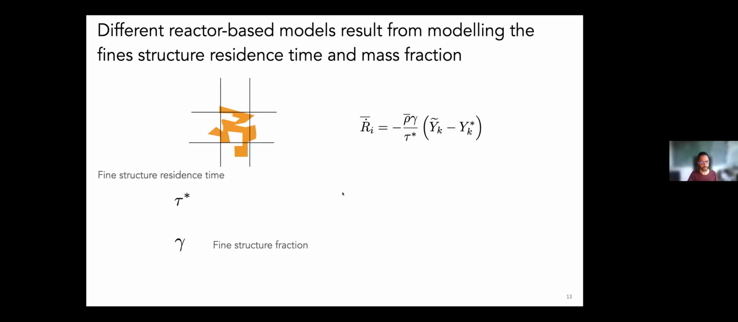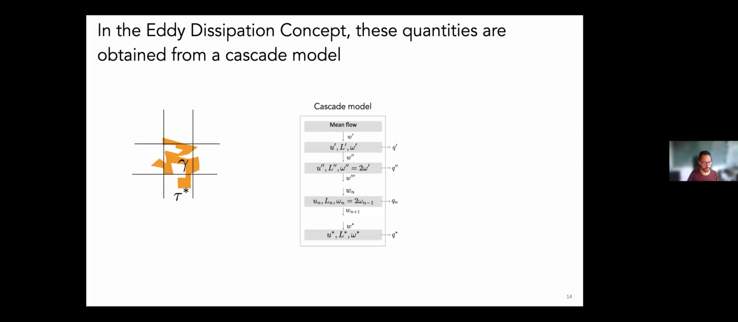Now, as I was mentioning before, we have a number of parameters that we have to model here. The first is the evolution of this mass fraction. This is done by assuming a certain idealized reactor. Then we have to estimate the residence time. Sorry, there is a problem here. So it's the fine structure residence time, tau star, and the fine structure mass fraction, which is gamma. And you see them here in this plot.